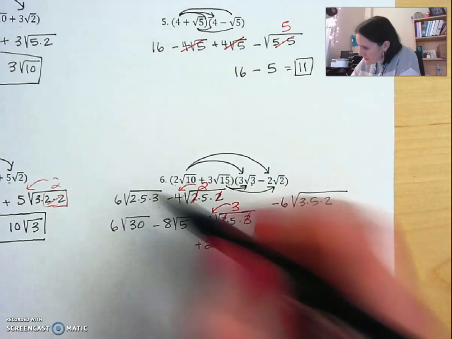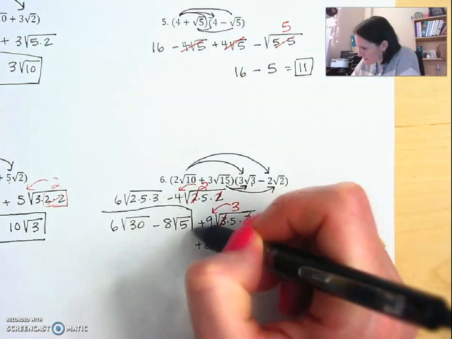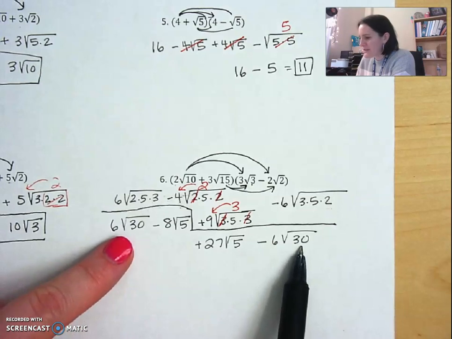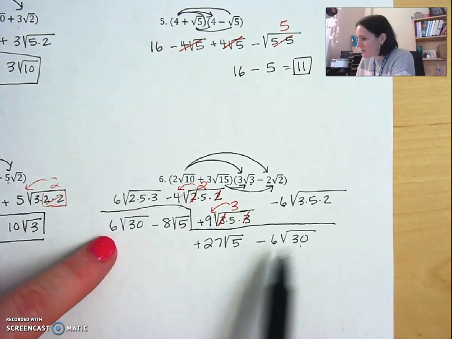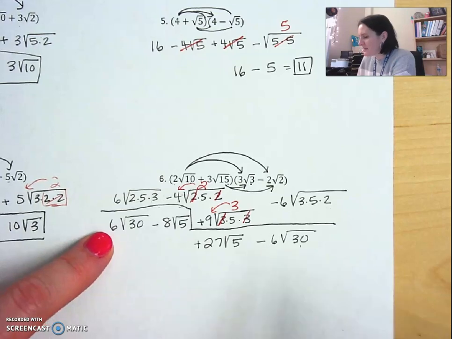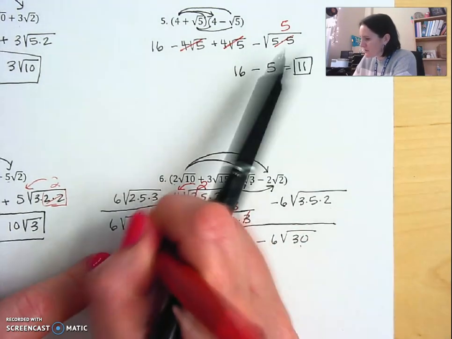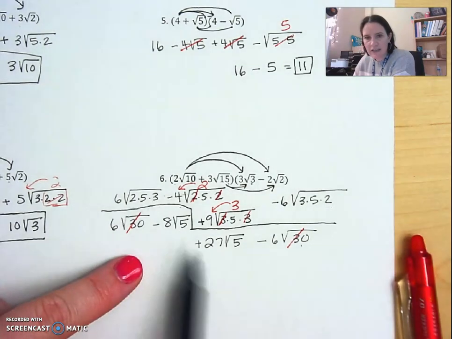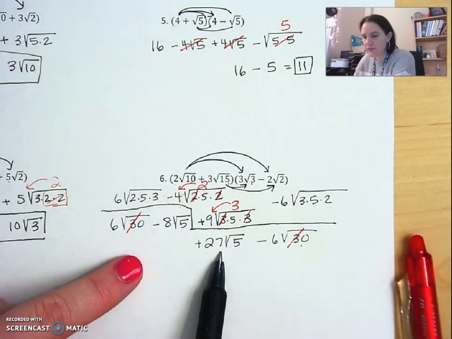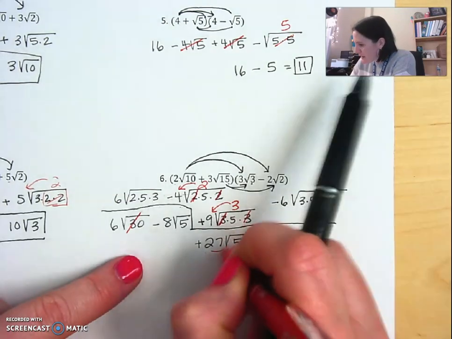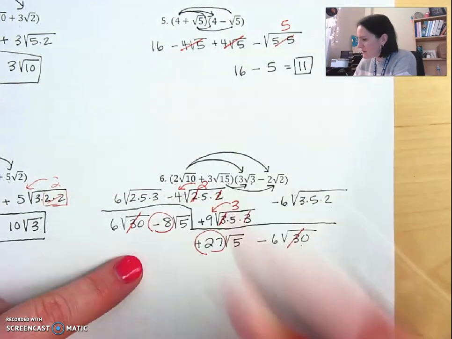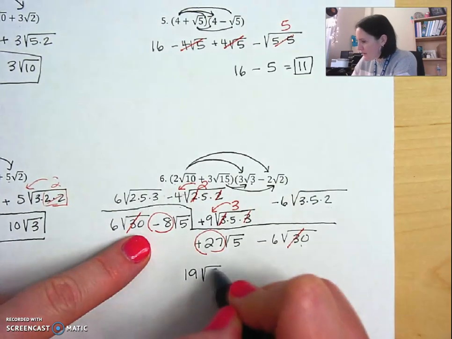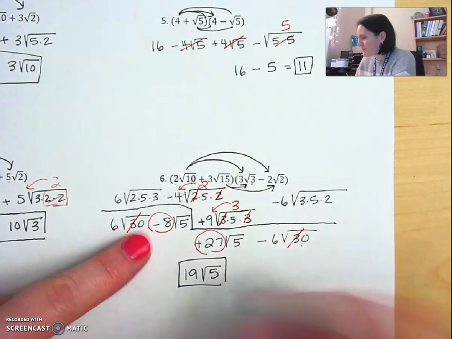All right, so here's what I'm looking at. I kind of got off track here, but these both have radical 30, so I can combine them. Their coefficients are 6 and negative 6, so that makes 0. So those cancel. And then I have negative 8 radical 5 plus 27 radical 5. Remember, you're just doing math on the coefficients. 27 minus 8 is 19 square roots of 5. And that's it.